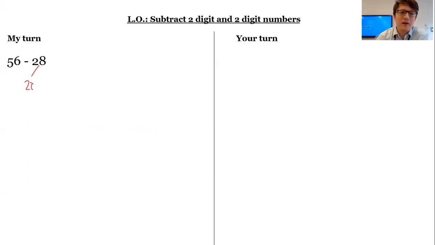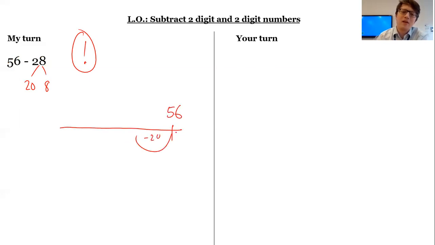So when I partition this into 20 and 8, straight away I'm thinking, oh dear, because I know 8 is larger than 6, so 6 subtract 8, something is going to have to happen there. So let me put 56 on this number line. Again, I'm going to start by subtracting 20. Well, 50 subtract 20, we've already seen, is 36. Now I'm going to take away 8.